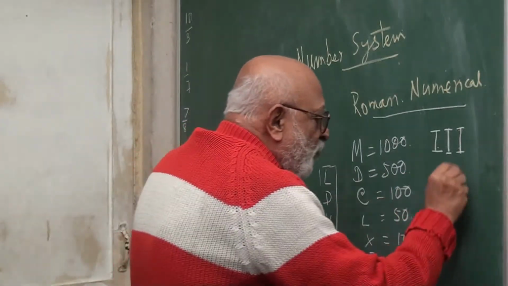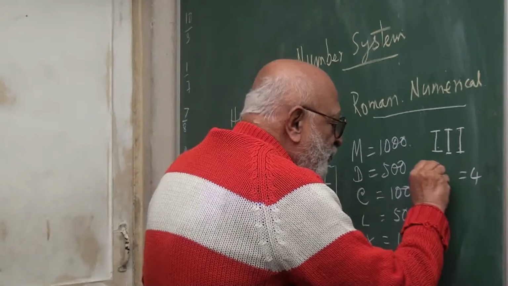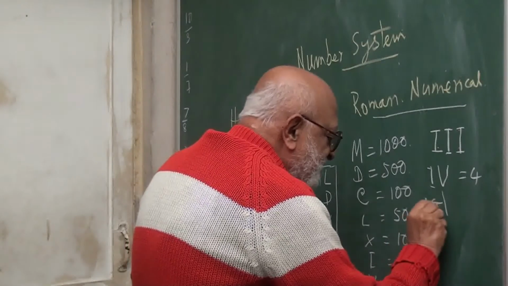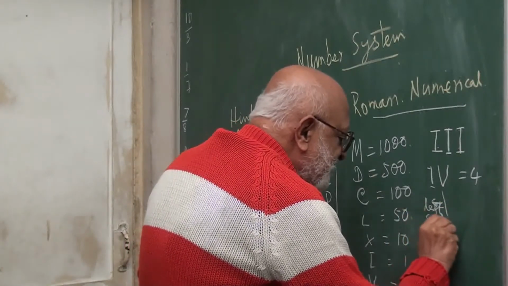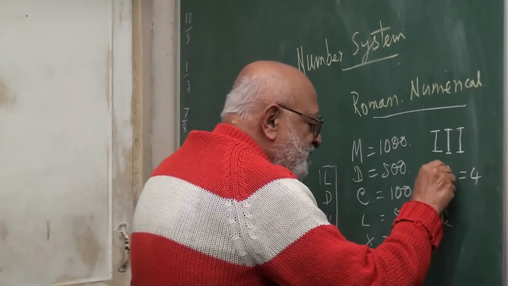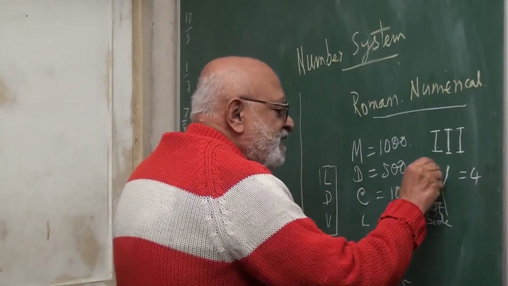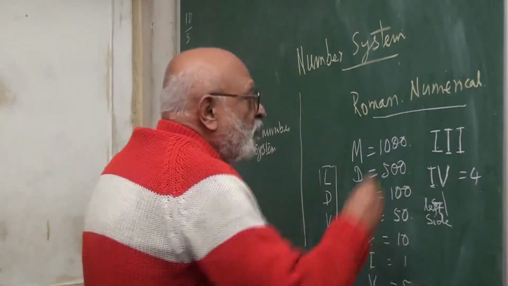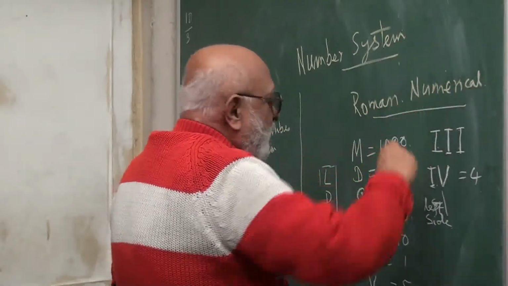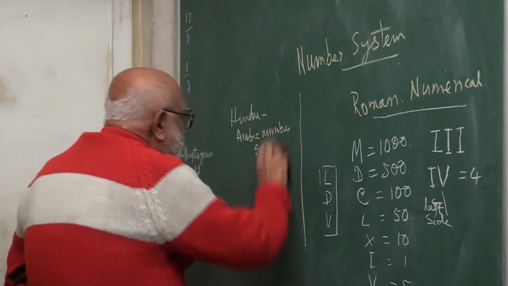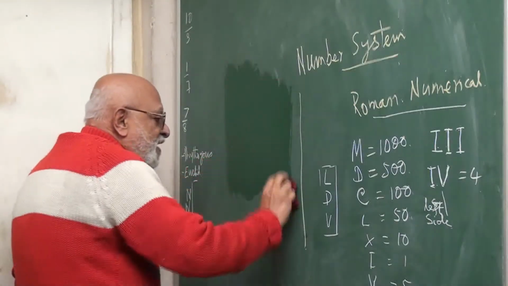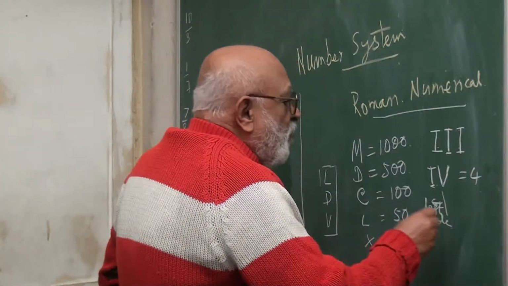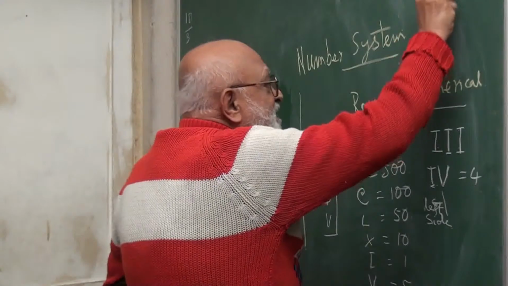Now what is 4? 4 would be 5 minus 1. Whatever you write on the left side is deducted from this one. So this is 5, 1 is deducted, so this becomes 4. Okay, let's go further. Let it get dried up a little bit. So 5 will definitely be a V.